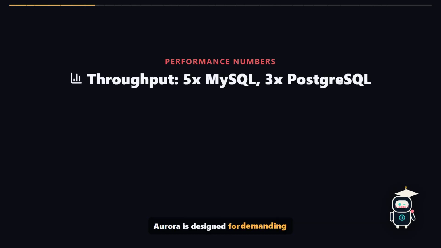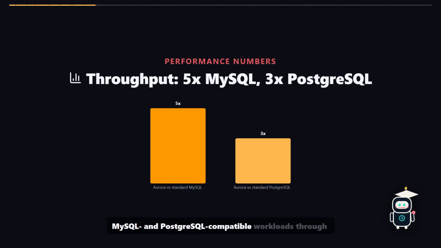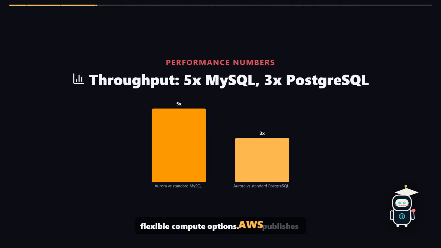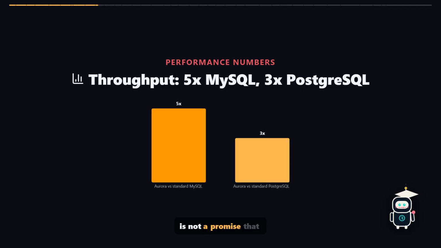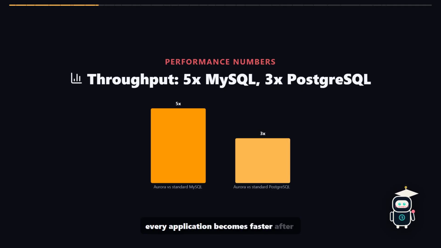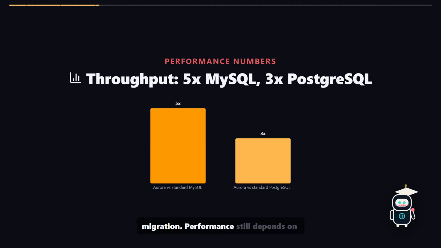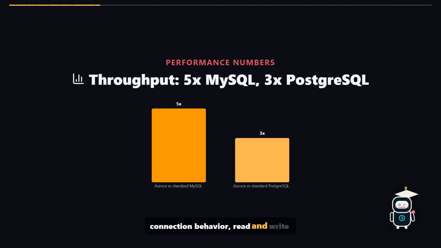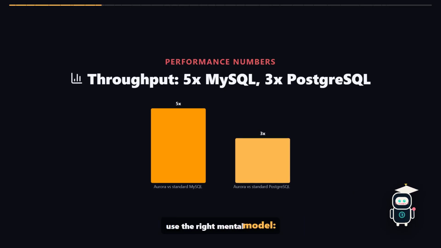Aurora is designed for demanding MySQL and PostgreSQL compatible workloads through its distributed storage architecture and flexible compute options. AWS publishes performance benchmarks, but a benchmark is not a promise that every application becomes faster after migration. Performance still depends on query design, indexes, instance capacity, connection behavior, read and write patterns, storage configuration, and the application around the database. So use the right mental model.